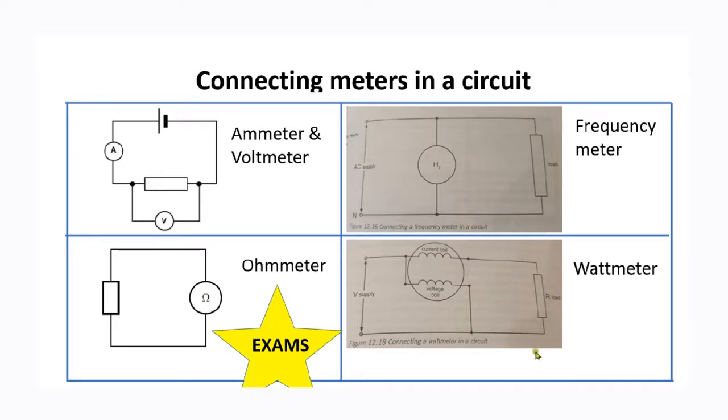In the last drawing that appears on your screen, you will see we have a wattmeter, and a wattmeter has two coils. It has a series coil, which is the current coil, and it has a parallel coil, which is our voltage coil. Whenever you're drawing this wattmeter, use this type of drawing to indicate how a wattmeter is connected.